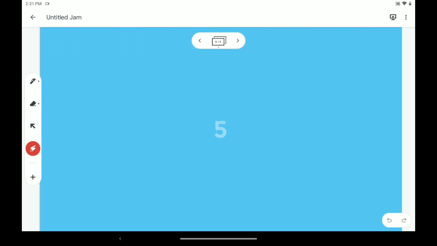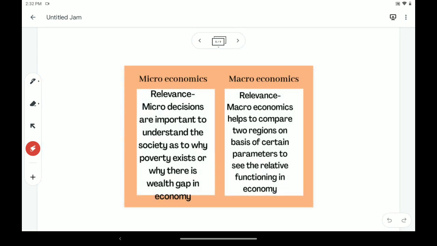The next difference is the relevance. Micro decisions are important to understand how the society performs. In microeconomics, as the grassroots level or individual unit is taken, we come across various questions like why poverty exists, why there is a wealth gap. Because when we take single units, we can see that some people are rich, some are poor, some are doing public sector jobs, some are doing private sector jobs. So when we take a single unit, we can find such differences at the grassroots level.